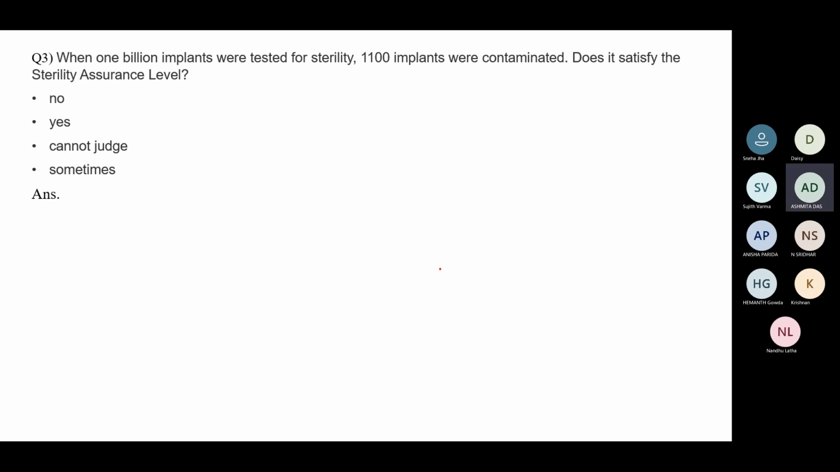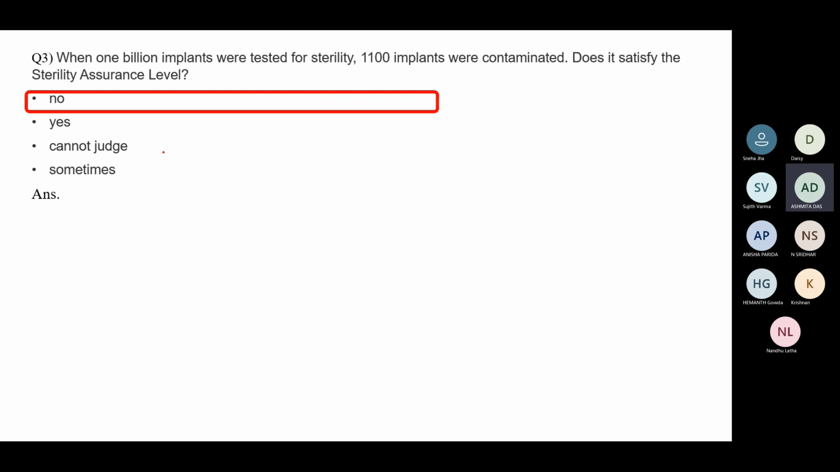Okay. So when 1 billion implants were tested for sterility, 1100 implants were contaminated. Does it satisfy the sterility assurance level? No, ma'am. So the correct answer is no. Now moving to the next question.